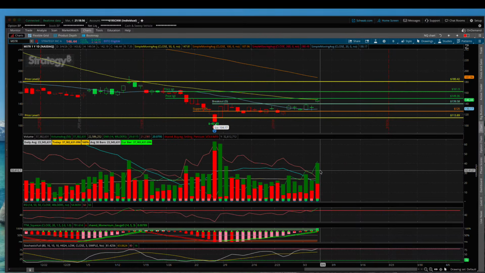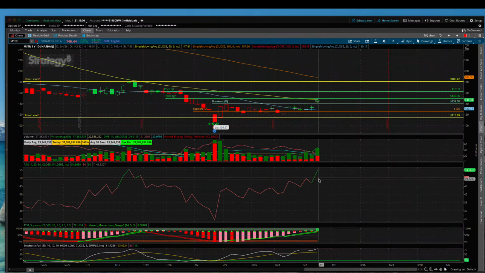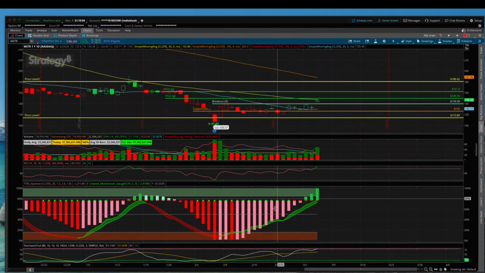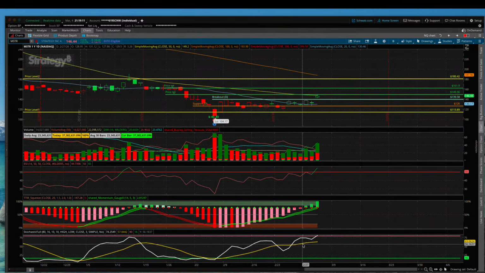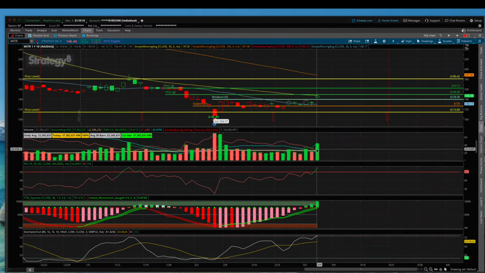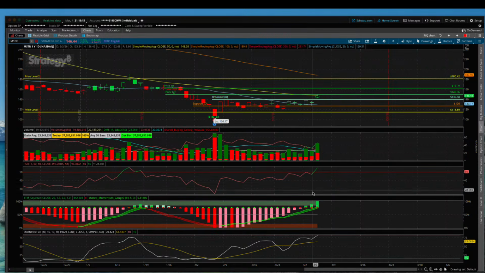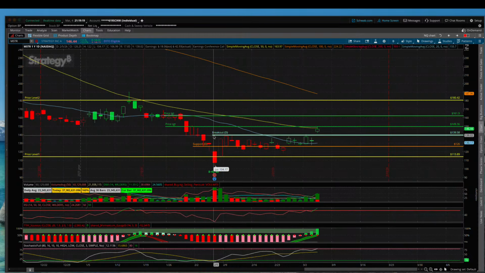Volume, big, great. RSI above 50, amazing. Squeeze setting up positive, huge. Stochastics looking like they're ready to go and fly. Now, set up the low at 104. I think that's going to be the 52-week low.